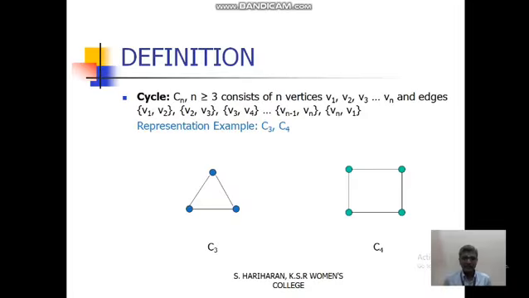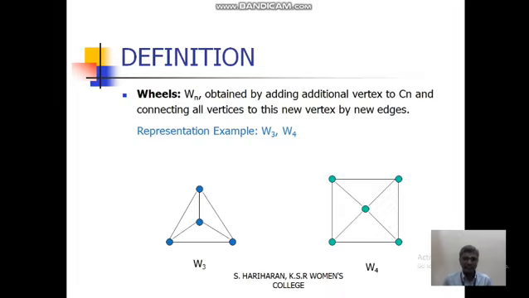Next one, cycle. It is denoted by the symbol Cn, and n should be greater than or equal to 3. It consists of n vertices v1, v2, etc., vn, and edges e1, e2, and so on. And here, this is the example C3. It is a circle, and C4 is also a circle. It means C3 is a cycle with 3 vertices, and C4 is a cycle with 4 vertices. Next definition, wheels. It is represented by the symbol Wn, obtained by adding an additional vertex to Cn and connecting all vertices to this new vertex by new edges. The following are the examples W3 and W4.